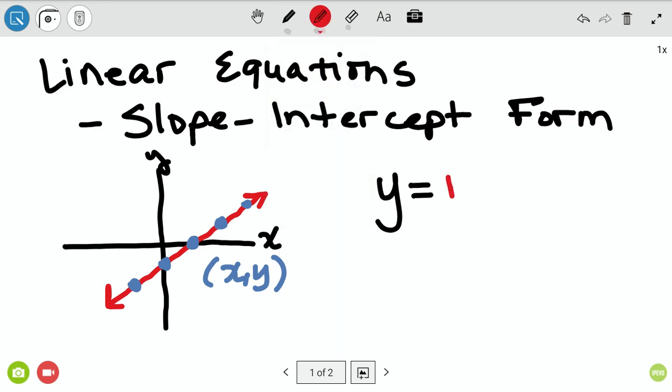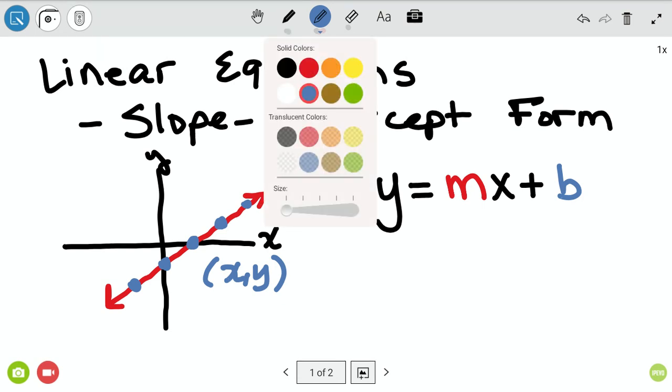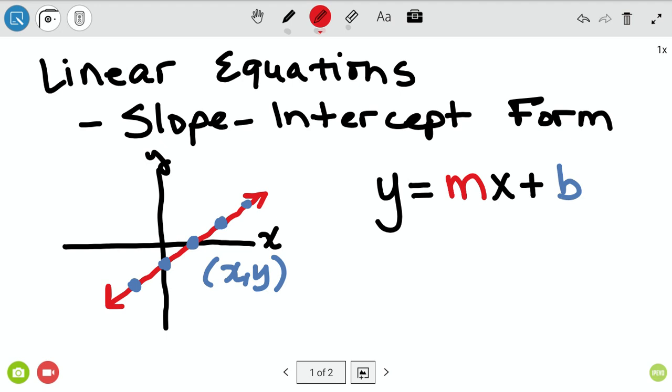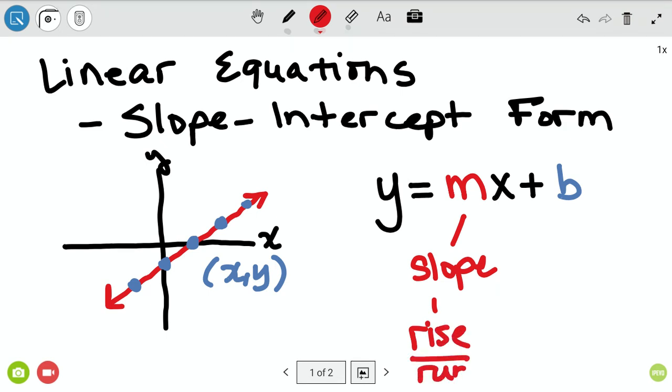I like to color code these because we're going to talk about what everything means, mx plus b. Okay? Now, the m, does anybody remember what the m represents in y equals mx plus b? And it doesn't start with an m, so it's kind of weird. Does anybody know what that stands for, or what that means, or what that represents? That is the slope. And remember from earlier in the year, slope is rise over run. Okay? Rise over run. You guys should be writing this down in your notes.